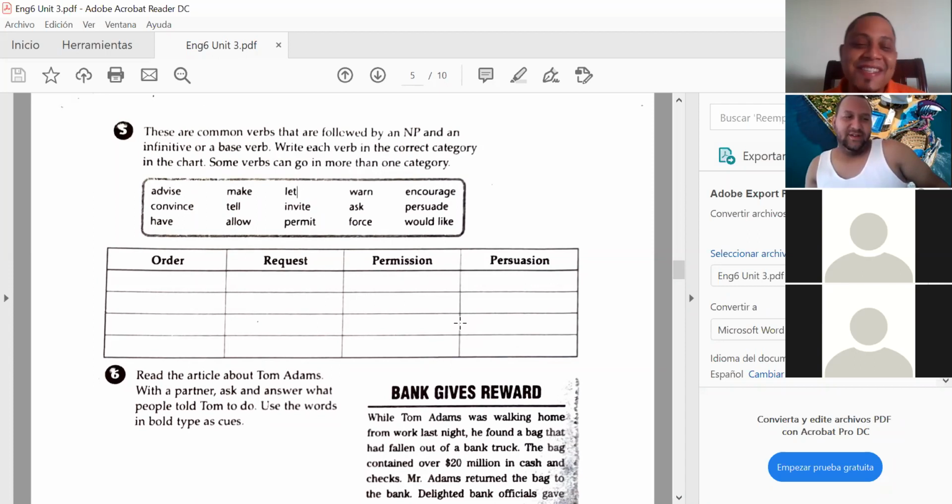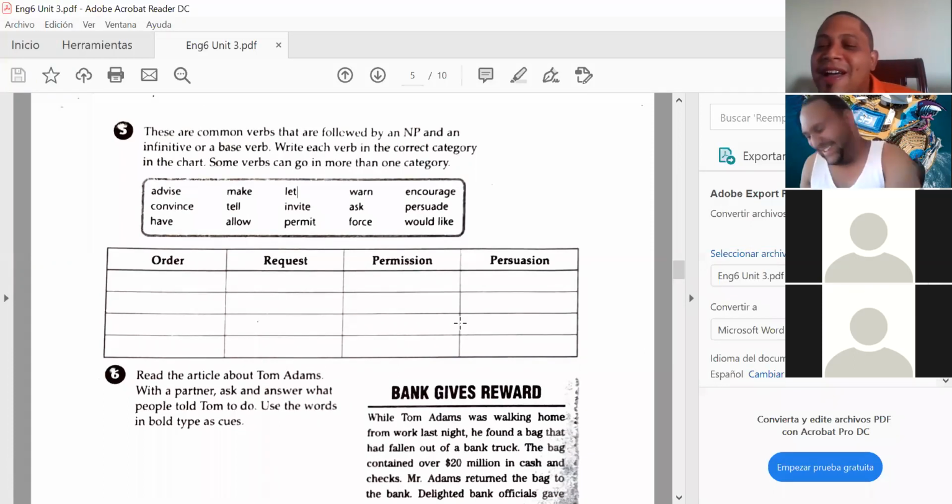So basically, yes, that will fall into permission, because persuasion is kind of hard. Because if you use let in persuasion, you will have to add something else to the sentence. You see? You can say, oh, you know what? Let me go to the beach. I'm going to do whatever you want. I'm going to wash the dishes. I'm going to clean the house. You see?